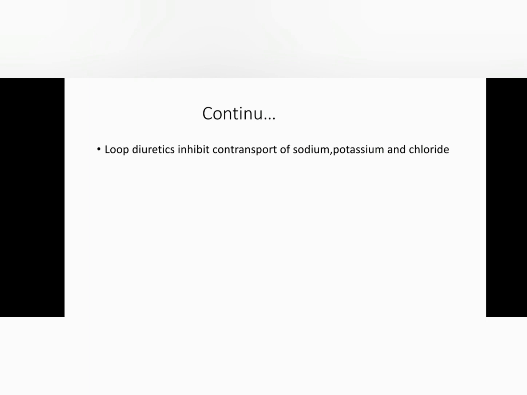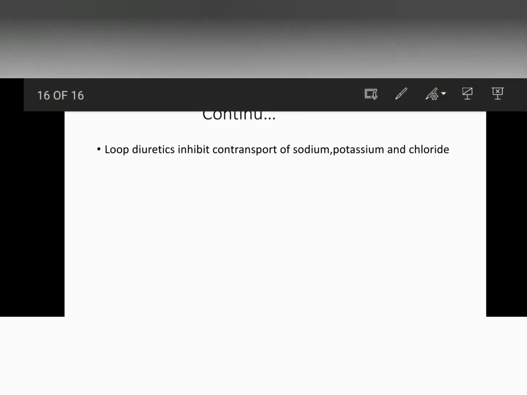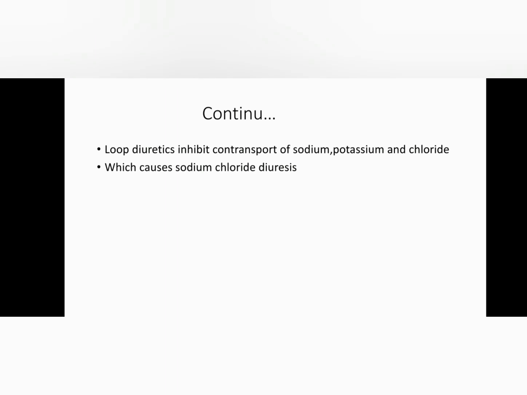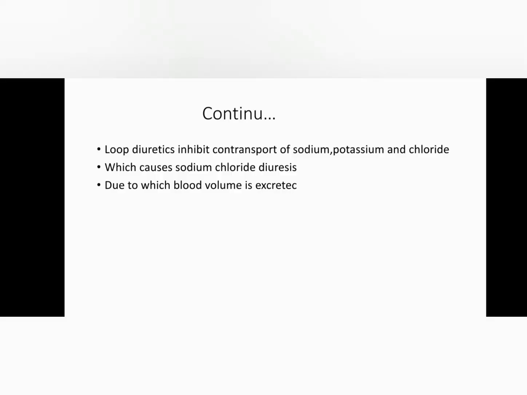Loop diuretics inhibit the co-transport of sodium, potassium, and chloride, which causes sodium chloride diuresis, due to which blood volume is excreted, and it helps in regulation of body fluids. Due to this, the extra volume of body fluid is excreted, and edema is also reduced. So these types of drugs are used in edema and in chronic heart failure.